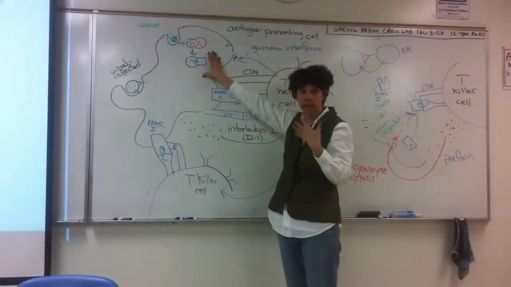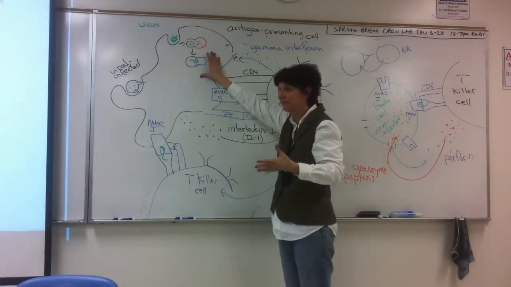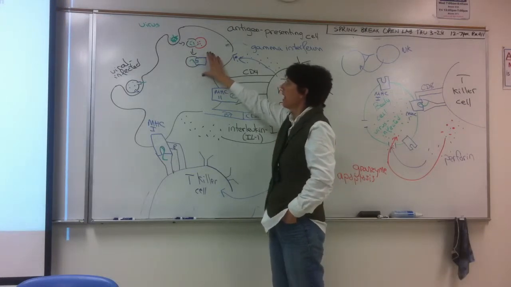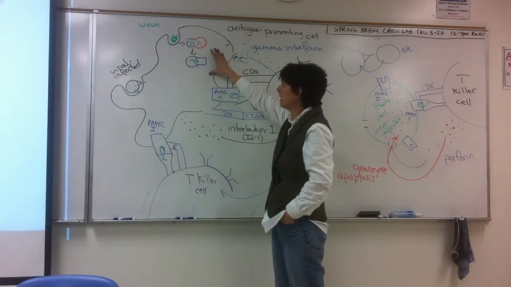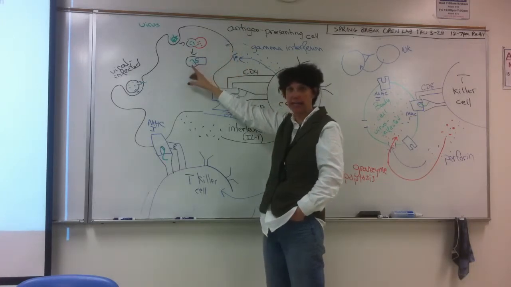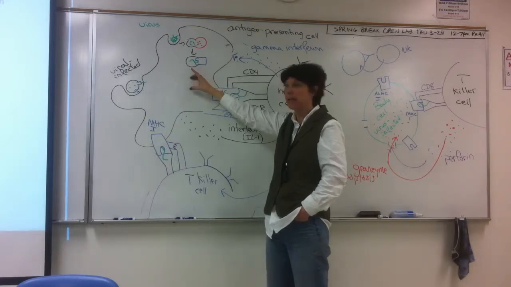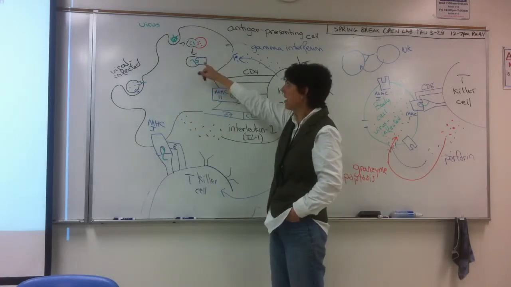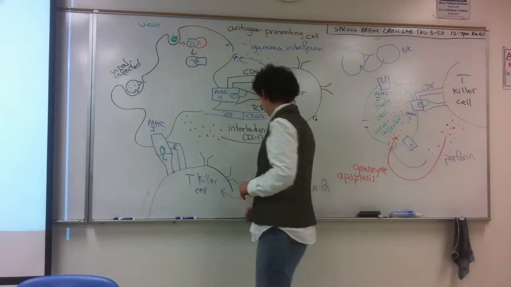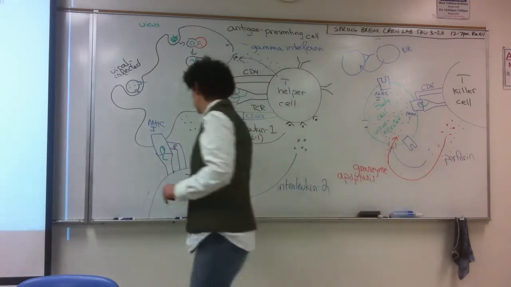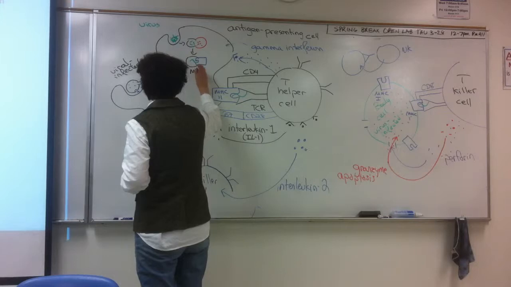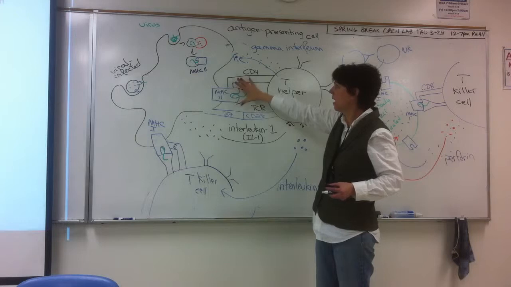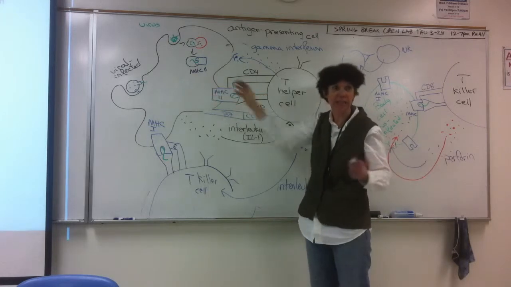From an exogenous peptide, a bacterium, a virus, or some other foreign cell, they process that with the lysosome because it came from the outside. It's considered to be exogenous, and it is attached to an MHC2 molecule. So this is MHC2. That's going to be presented on the surface of our antigen-presenting cell.